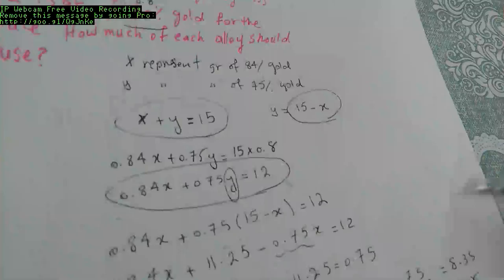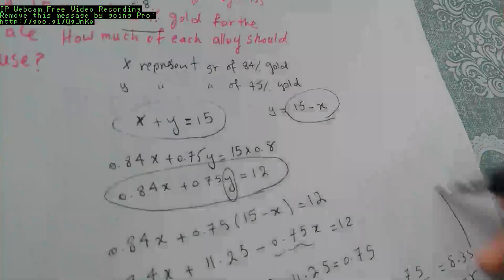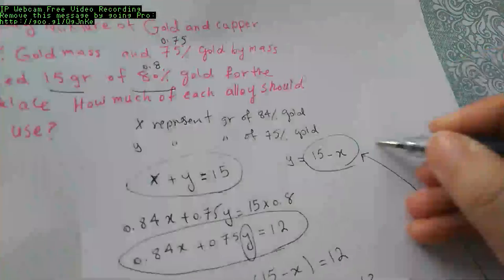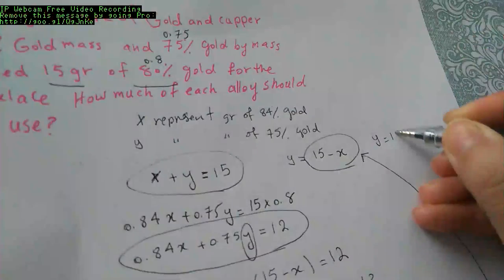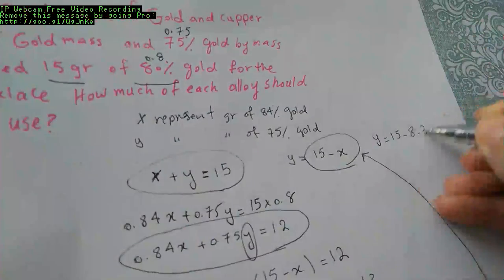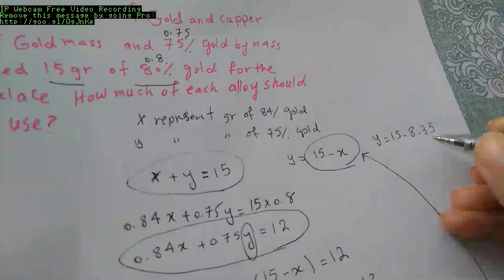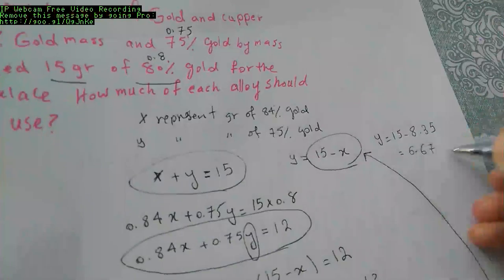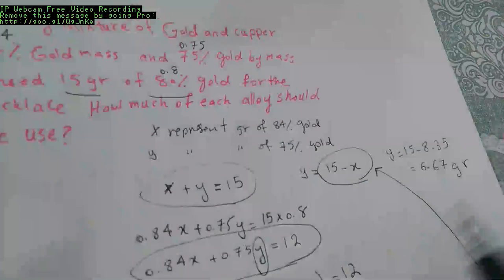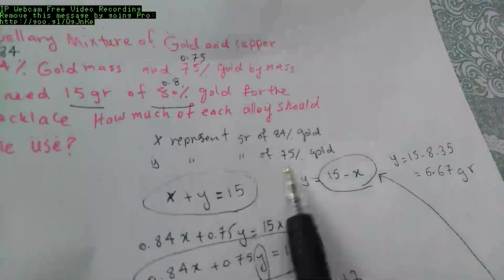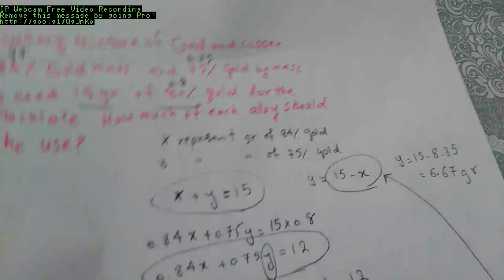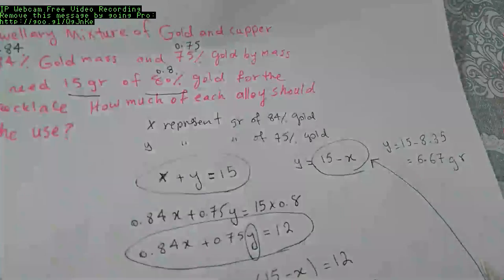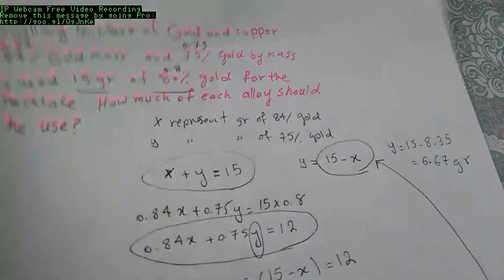Now I want to find Y. What do you do? You just put this amount into this equation. So Y is going to be 15 minus 8.35, which is equal to 6.67 grams. So this is going to be the amount of 75% gold. So that is question number 2.